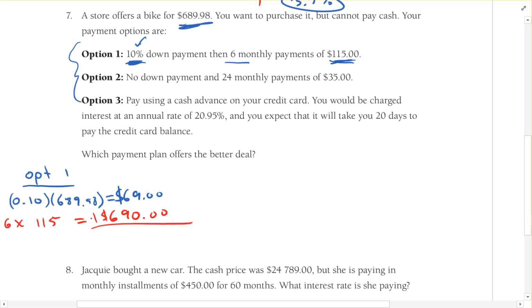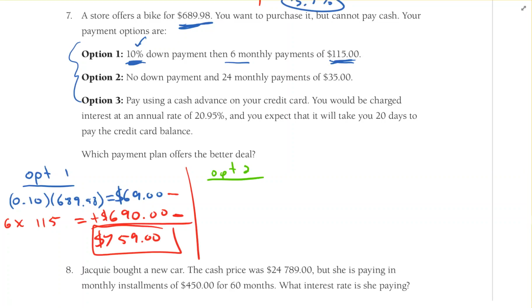So the total there, if I just add those two numbers up that I figured out, so the down payment there and then the 6 payments, if I add those together, that ends up being $759. All right, so that's option 1. Option 2. Is just going to be 24 monthly payments of $35. So that's easy. That's just going to be 24 times 35.